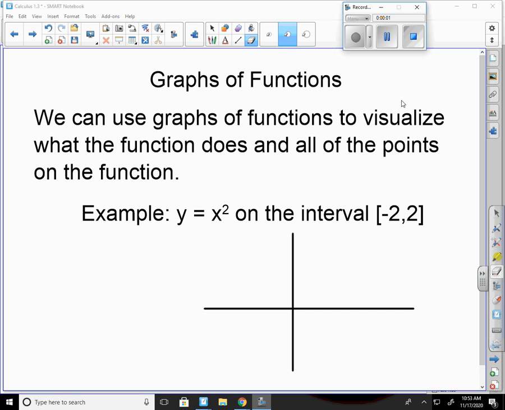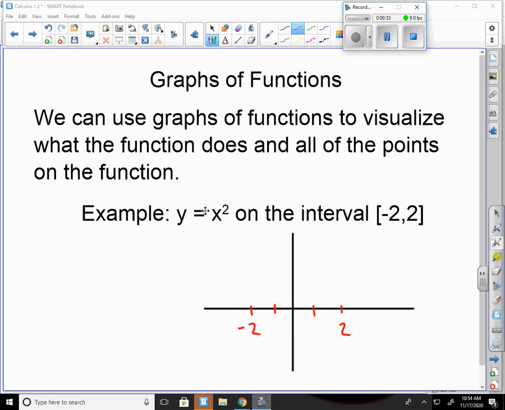All right, graphs of functions. We can use graphs of functions to visualize what the function does and all the points on the function. For example, y equals x squared on the interval -2 to 2. So whenever we're graphing this, we're only going back to -2. We don't go back any further. And we only go up to +2 and don't go any further than that.